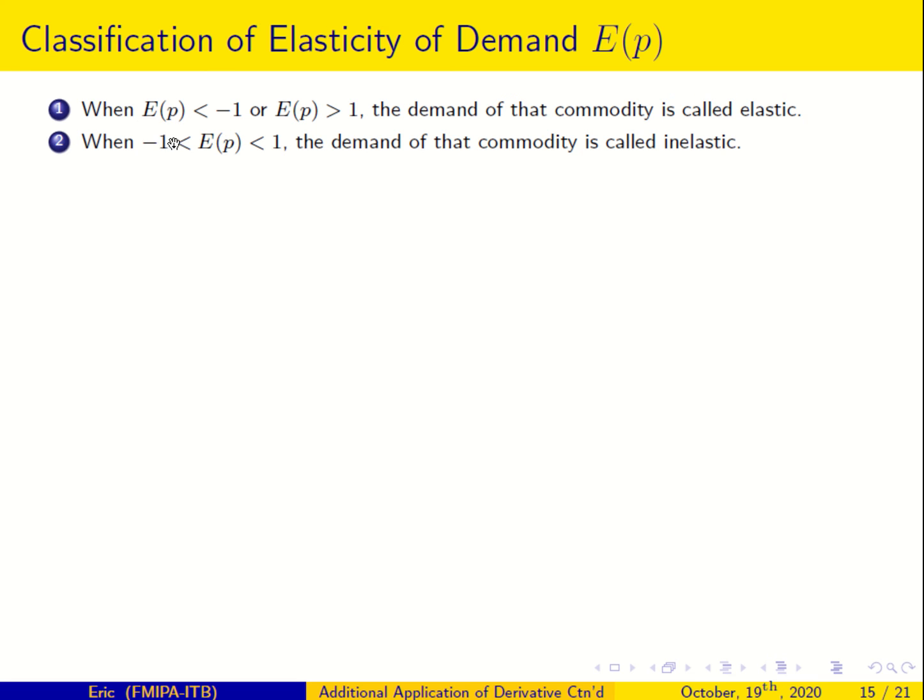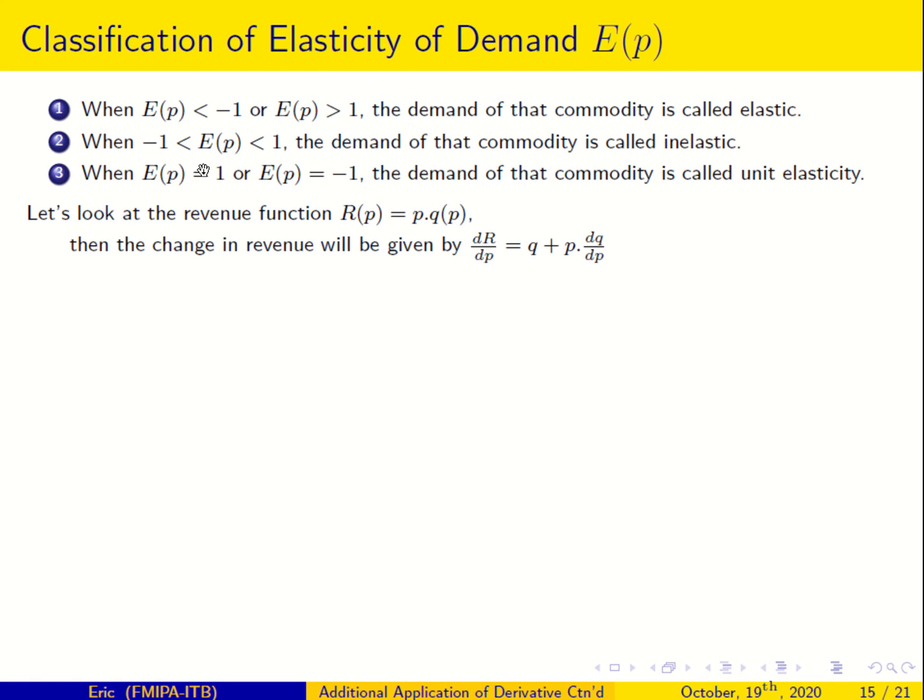To be precise, between -1 and 0. Okay, yeah. And when EP equals -1, don't forget we assume that the elasticity of demand should be a negative value. The demand of that function is called the unit elasticity. Let's look at the connection between this kind of elasticity of demand and the revenue.